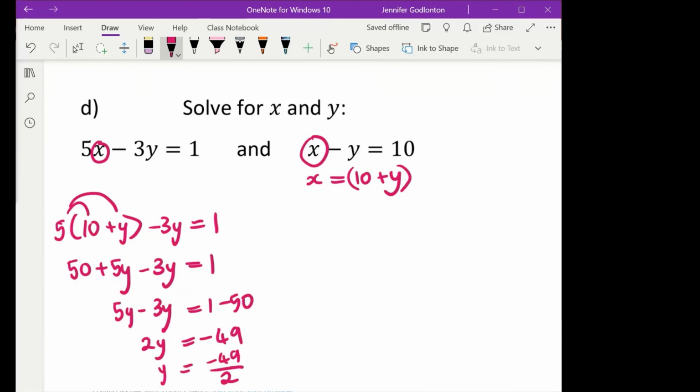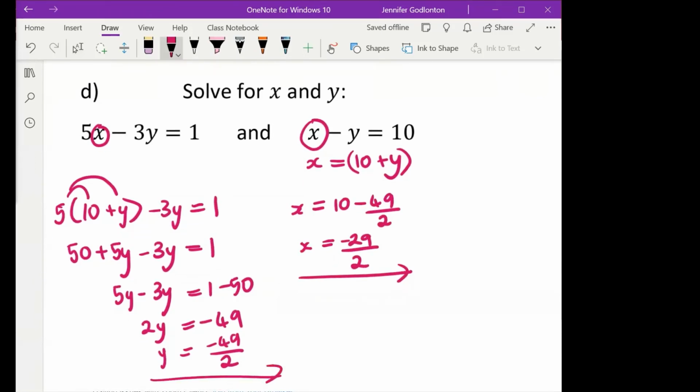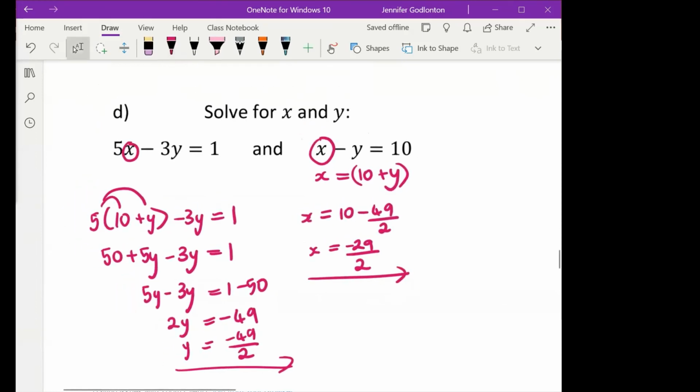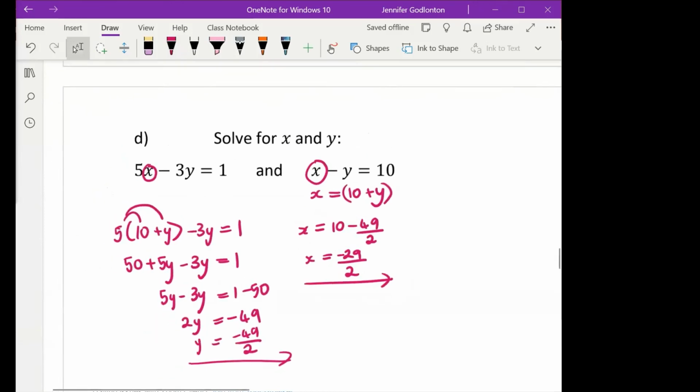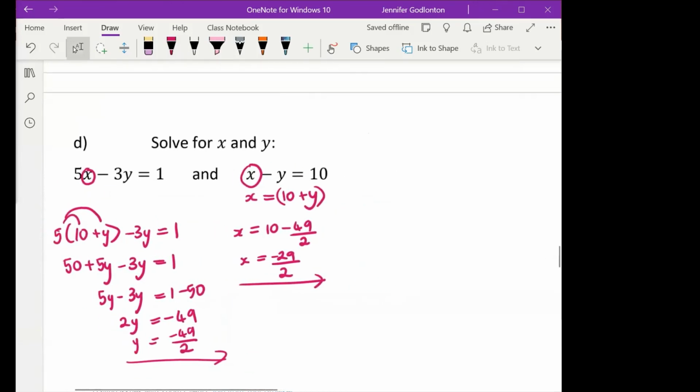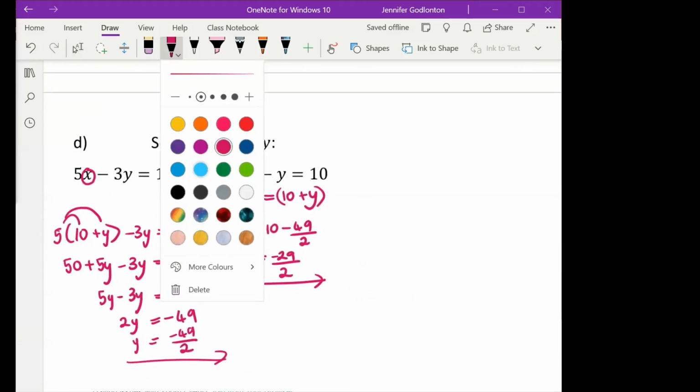Then we just substitute in our answer. So x is equal to 10 minus 49 over 2, and we can put that straight into our calculator, and you will get negative 29 over 2. And that is my x value, and that's my y value, and I know they are both gross, but such is life. Okay, I'm just going to quickly do the elimination method on the right-hand side, just for anyone who wanted it.